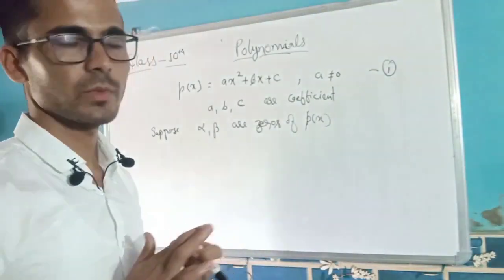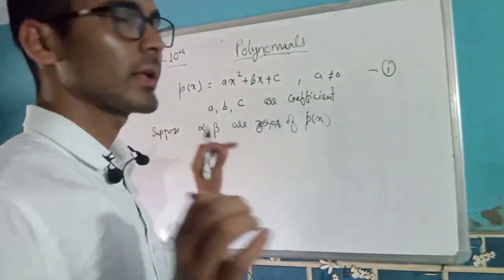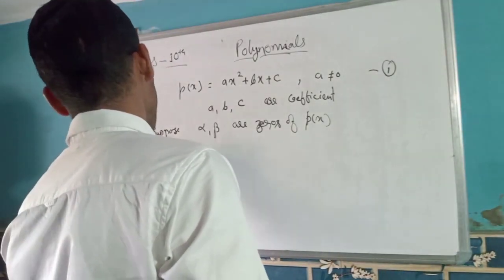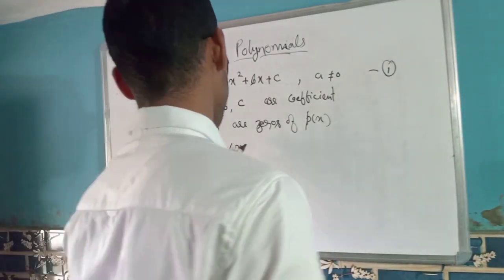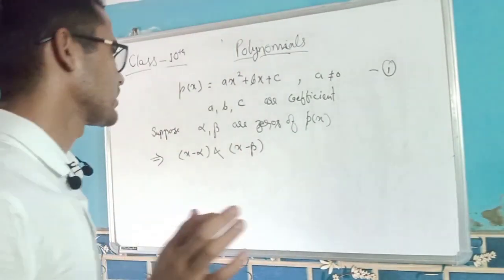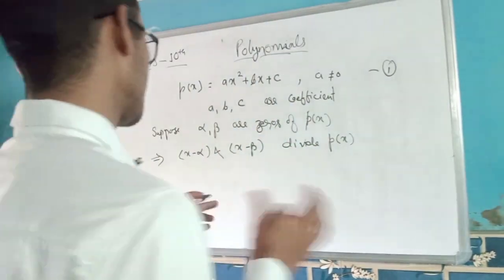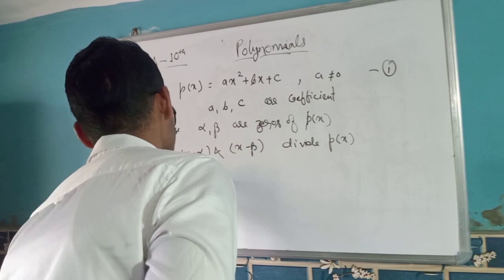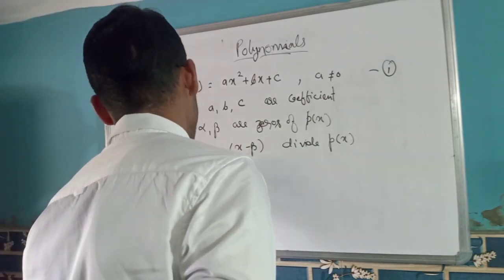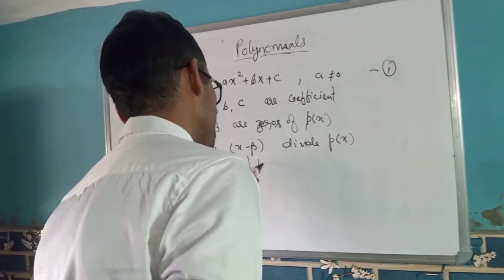What do zeros of a polynomial mean? You must have learned in class 9. If x equals alpha is a zero of p of x, what does that mean? It means x minus alpha and x minus beta will divide p of x. This is what the factor theorem says, right? It means x minus alpha into x minus beta also divides p of x.